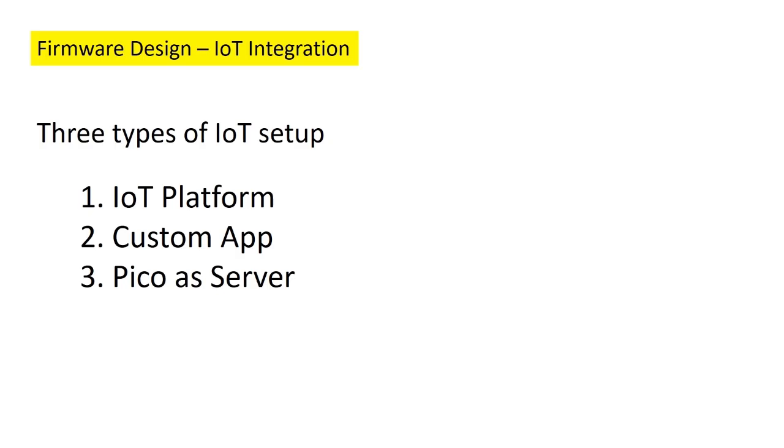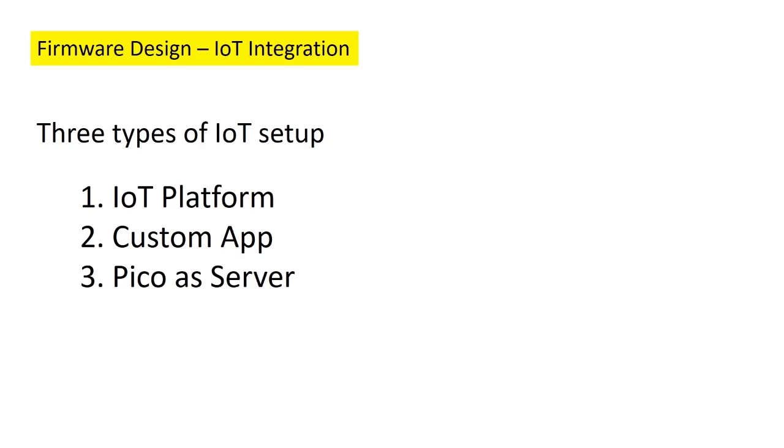Now we're going to focus on how to integrate the IoT part. So we focus on implementing the IoT aspect of our firmware. Remember, IoT stands for Internet of Things, which simply means the ability for us to communicate with our devices anywhere, from anywhere, at any time via the internet, and for devices to be able to communicate with one another with or without our intervention.